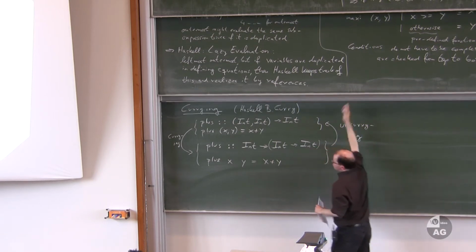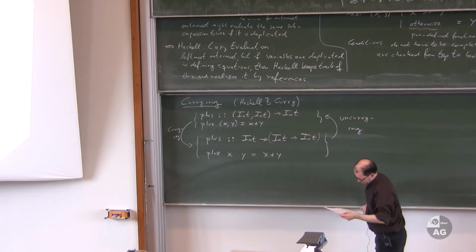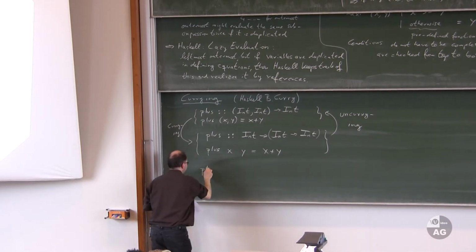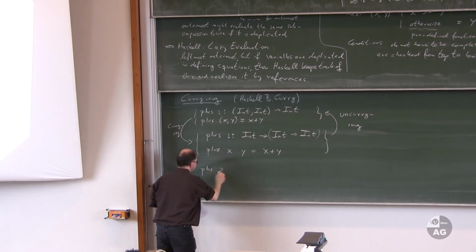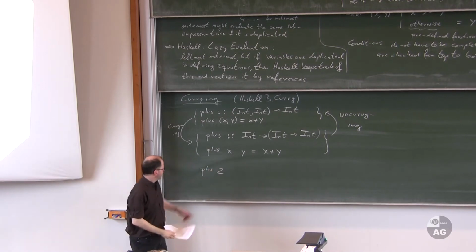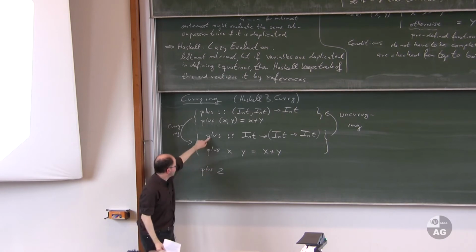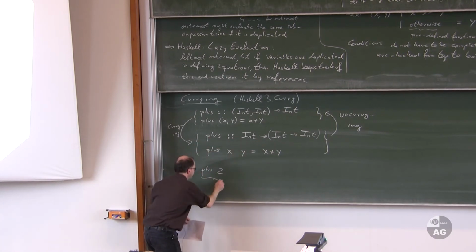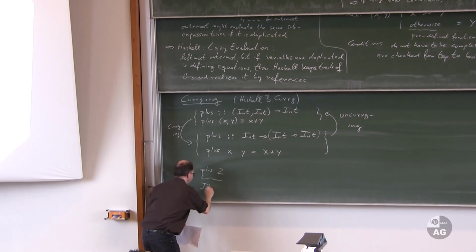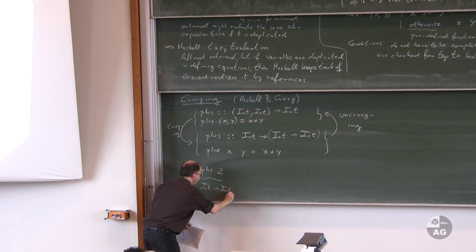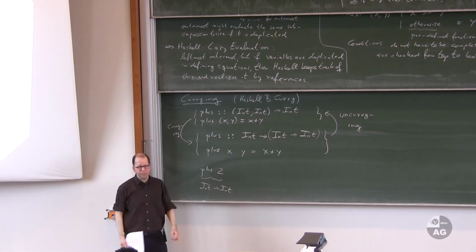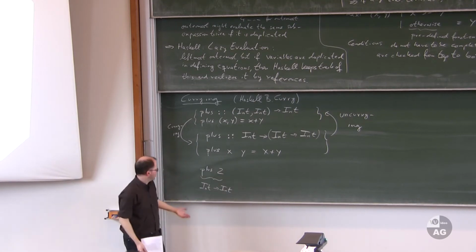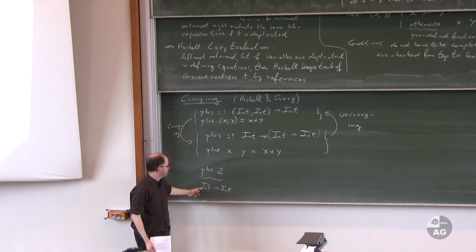So let's try to understand what this currying means. Now I can write something like this. I can write plus 2. Now plus 2, if I apply plus to an integer, then this is a function. So this thing has the type int to int. This is a function from integers to integers. And what does this function do? It waits for a number, and then it increases this number by 2.